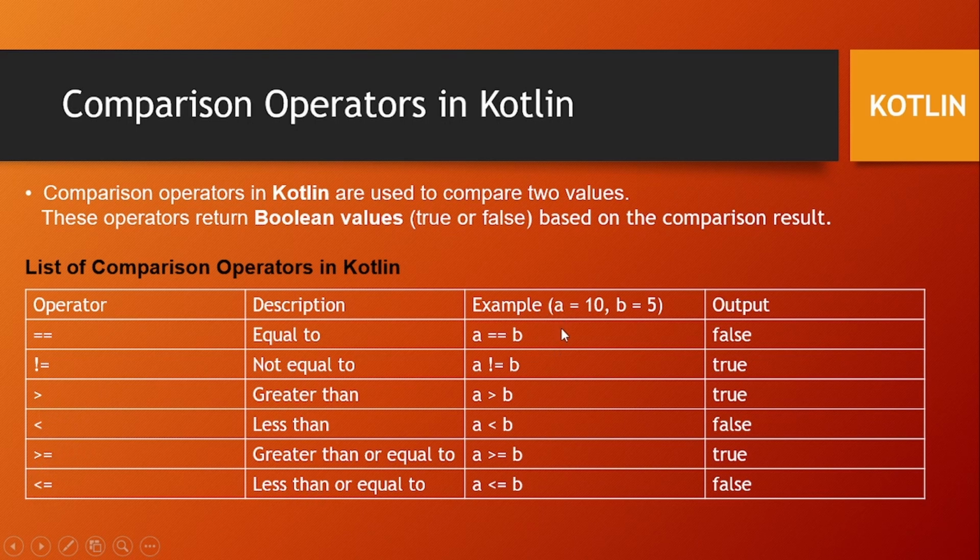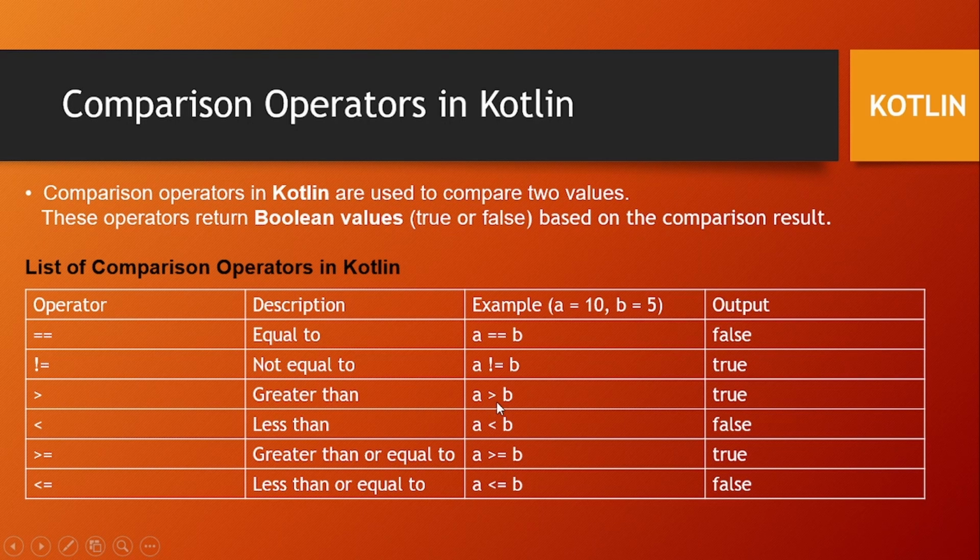Here I have given an example to help you understand properly. I have declared two variables, a is equal to 10 and b is equal to 5. I have used double equal to for checking whether a is equal to b or not, which it is not, so the result will be false. Here a is not equal to b, exclamation mark with equal to, yes it is not equal, the result will be true.